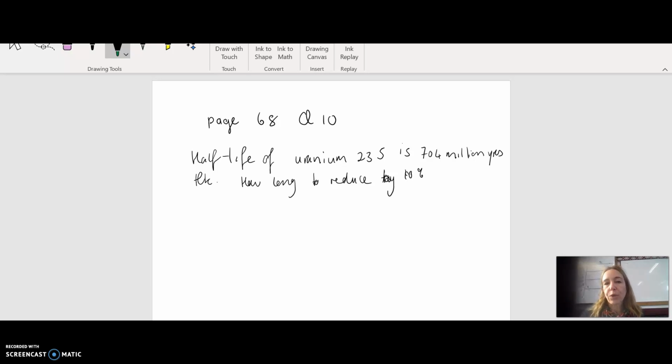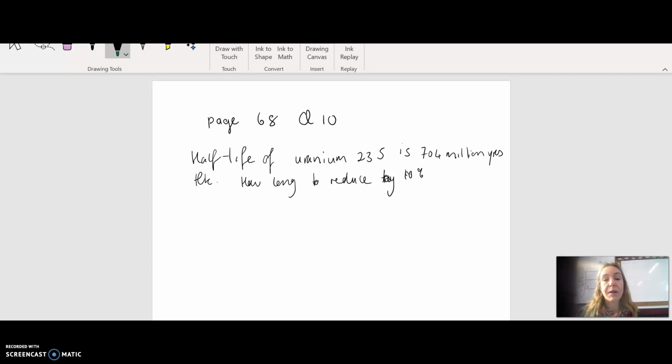Just quickly want to go over question 10 on page 68 that we did the other day. Just a brief recap of what it was about. The half-life of uranium-235 is 704 million years. And then it explained that obviously that means that it takes 704 million years for there to be half the original amount left.